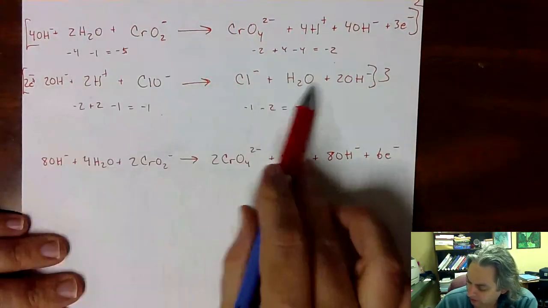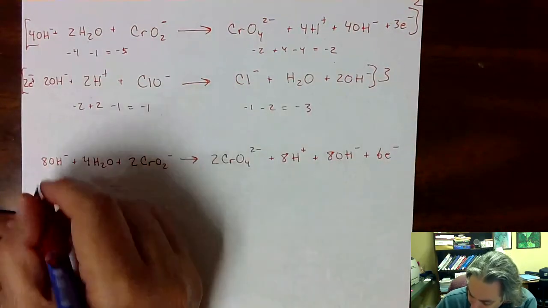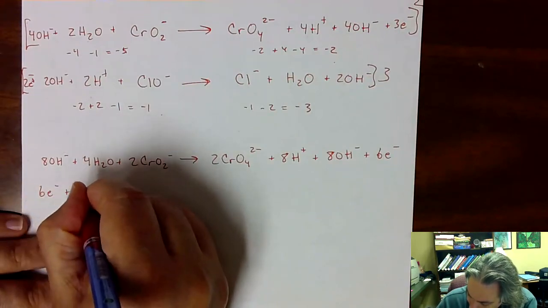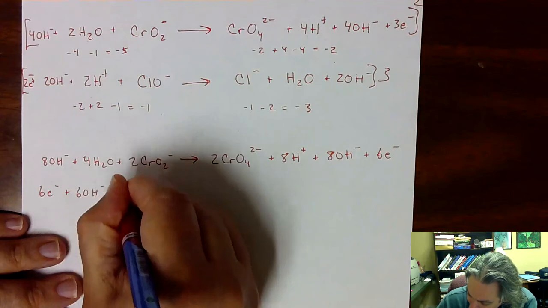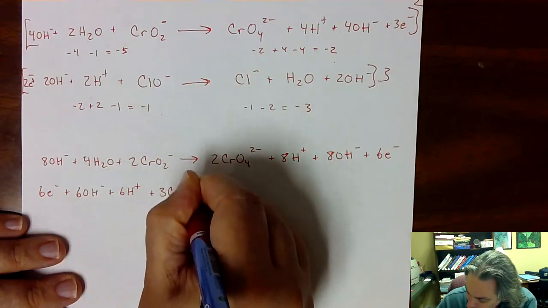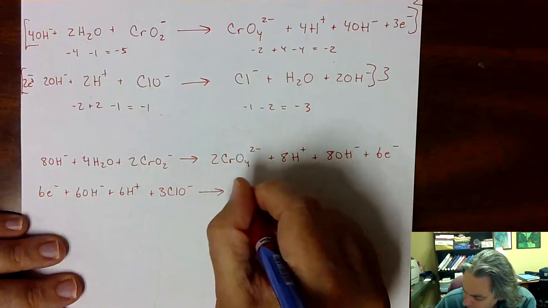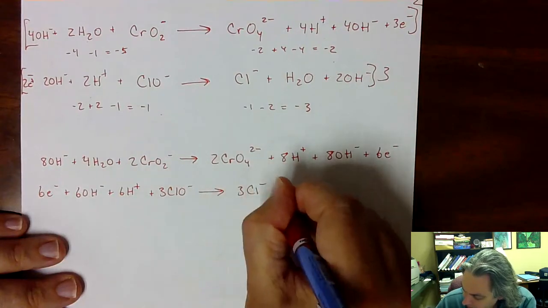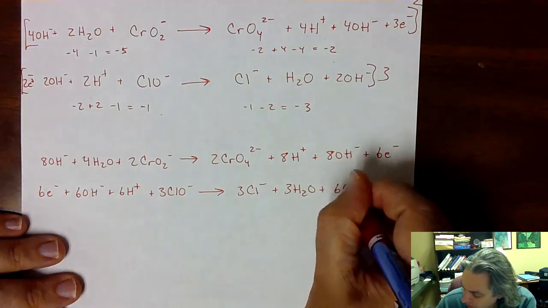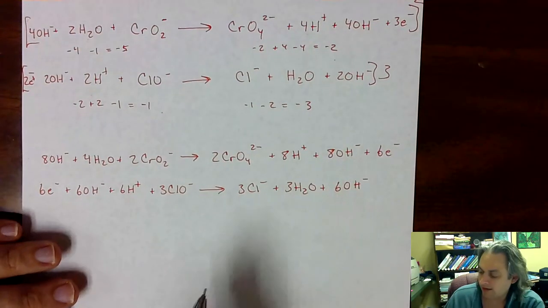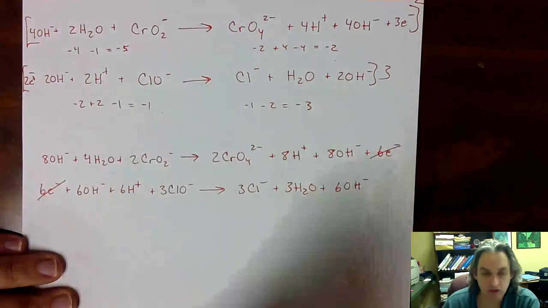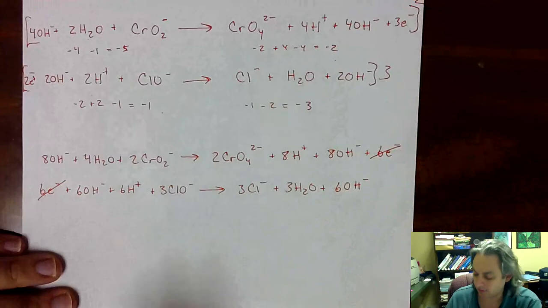Now do the same thing with this one. We need to multiply everything by 3. And so this is 6 electrons plus 6 OH minus plus 6 H plus 3 ClO minus goes to 3 Cl minus plus 3 H2Os plus 6 OH minus. Now we have the same number of electrons. We can cancel those out because we don't want any electrons left over.